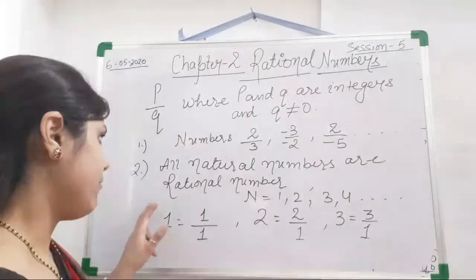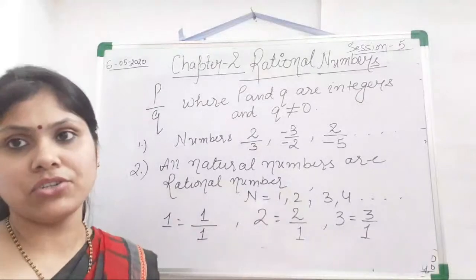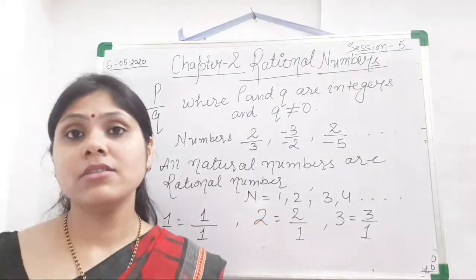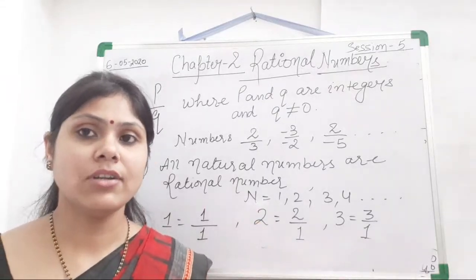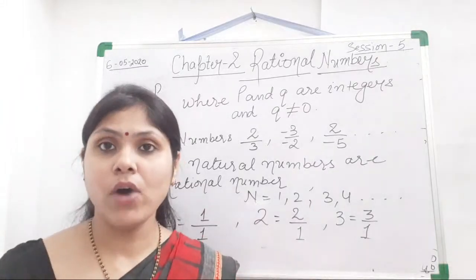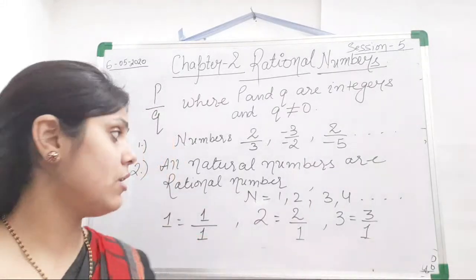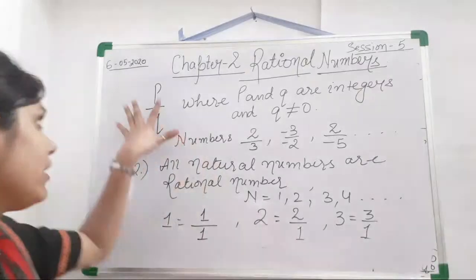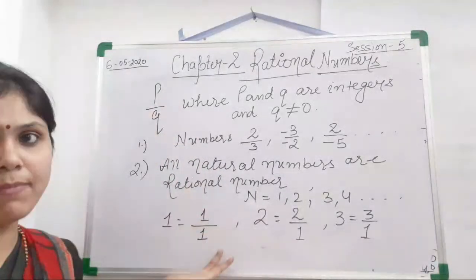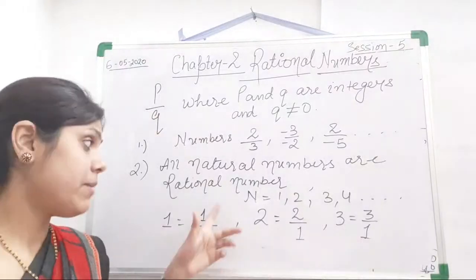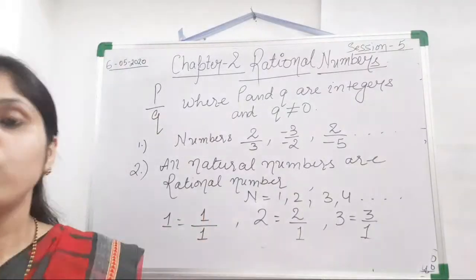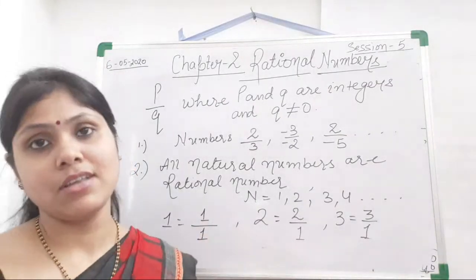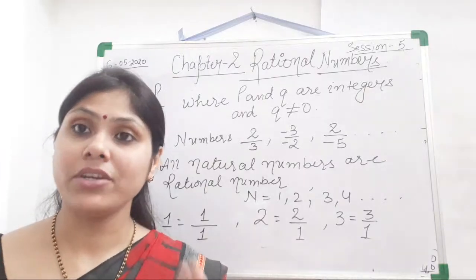The second concept I gave you: all natural numbers are rational numbers. How? All the counting numbers are called natural numbers, or numbers starting from 1 to infinity. 1 we can write as 1 upon 1. It is in the form of P by Q, where P and Q are both positive integers. So all natural numbers are rational numbers.